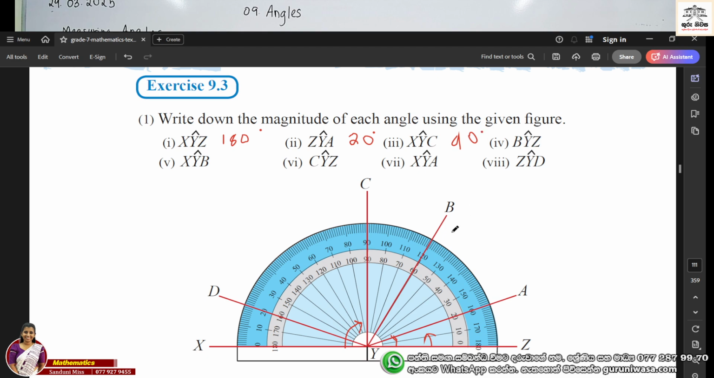Okay. BYZ. BYZ is this angle. So you are going from this side, so you have to get the inner scale. This angle is 60 degrees. Okay. XYB. XYB is this angle. Now, you're going from this side, so you have to get the outer scale, which is equal to 120 degrees.